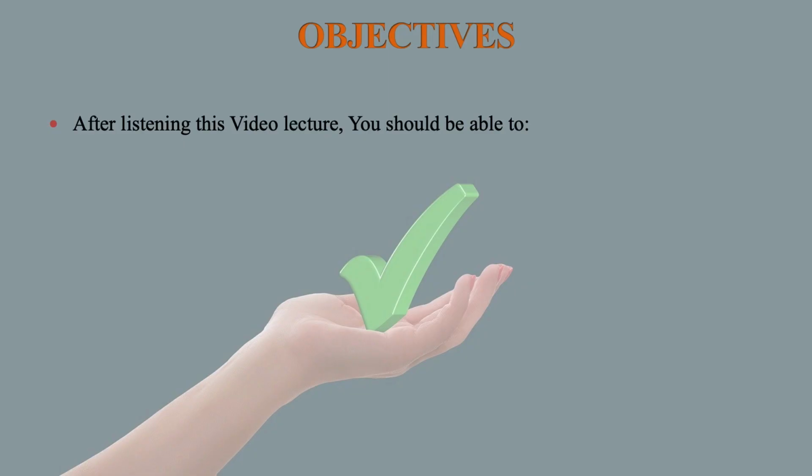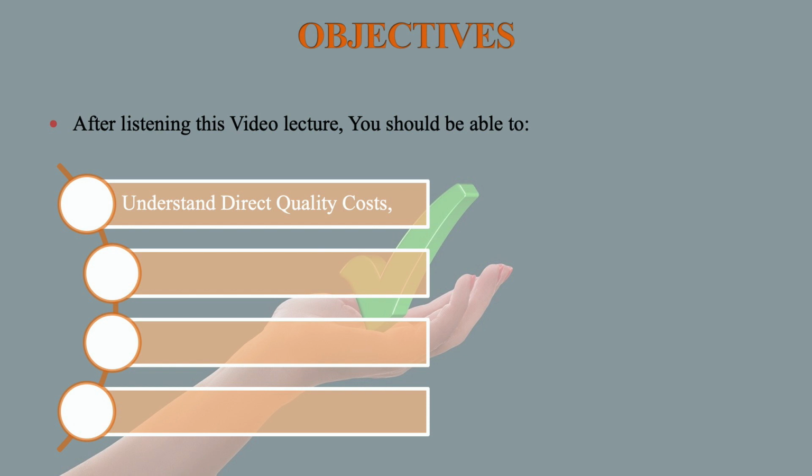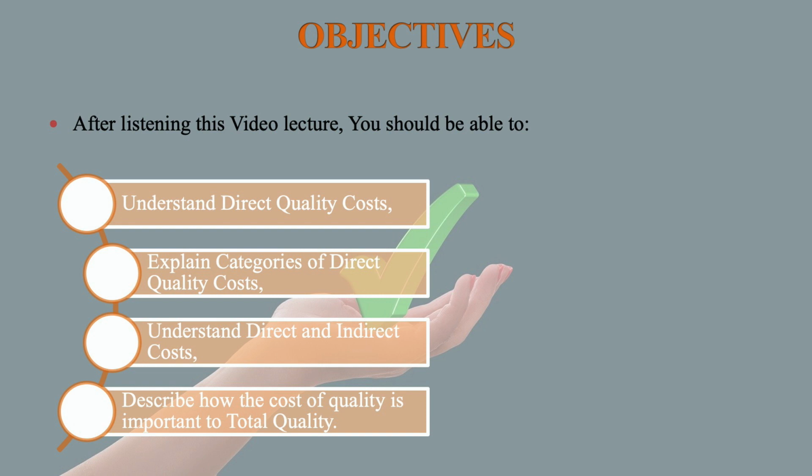Objectives. Learners, after listening to this video lecture, you will be able to understand direct quality costs, explain categories of direct quality cost, understand direct and indirect costs, and describe how the cost of quality is important to total quality. So these are the various objectives we are going to learn in this video lecture.